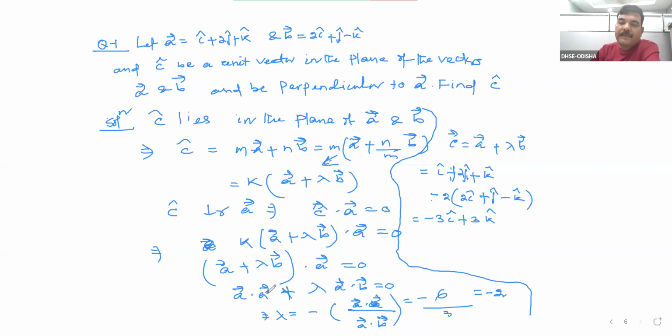We have to find C cap, that means the unit vector. So C cap is equal to minus 3I cap plus 3k cap upon the magnitude, which is under root 3 square is 9 plus 9, that is 3 root 2. This is the answer, right? Okay.